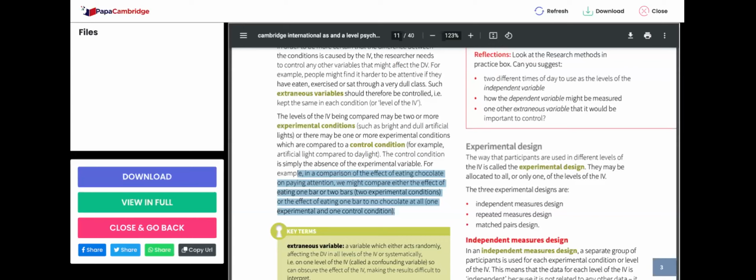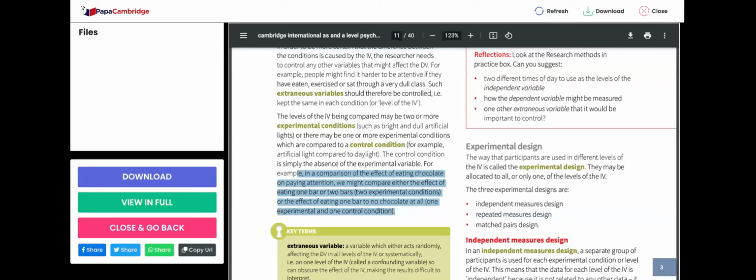One group is going to be the one that has had only one bar, that's experimental condition one. The other group is going to be a group which has had two bars, now that's going to be experimental condition two. The third group is going to be the one that has had, let's say, three bars, and they're going to be experimental condition three. Now these are basically all your experimental conditions, where chocolate is your independent variable and your attention span is your dependent variable.